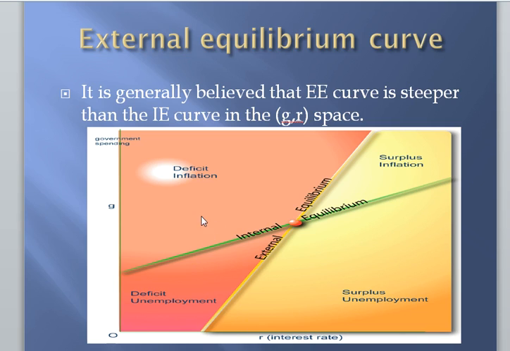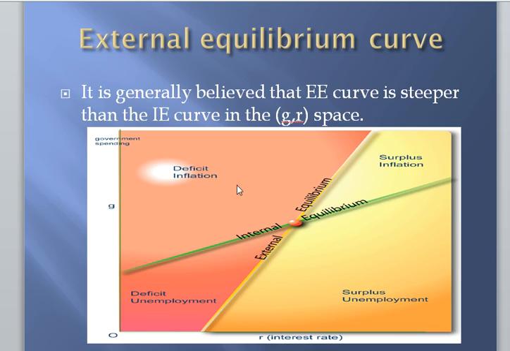Okay, you just see that above the internal equilibrium line, the economy faces the problem of inflation, which we marked as inflation. Then in the below part of the internal equilibrium, there is an unemployment problem. Then in the external equilibrium, below the curve is deficit. Then above the external equilibrium curve, there is surplus.